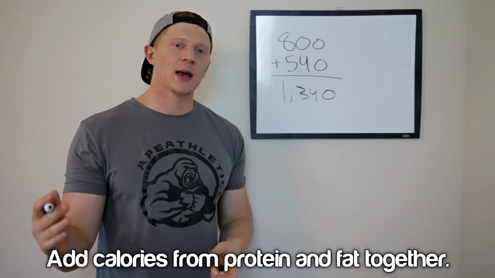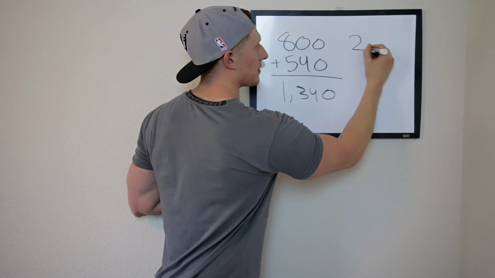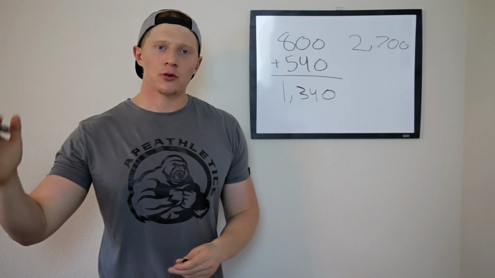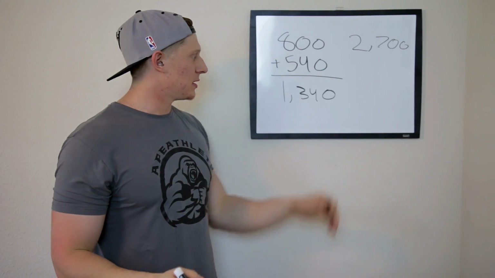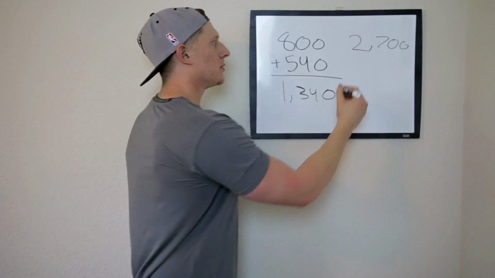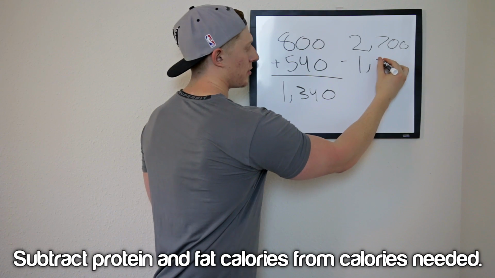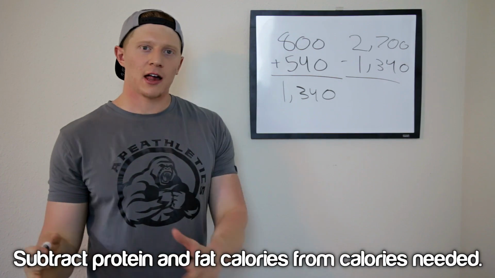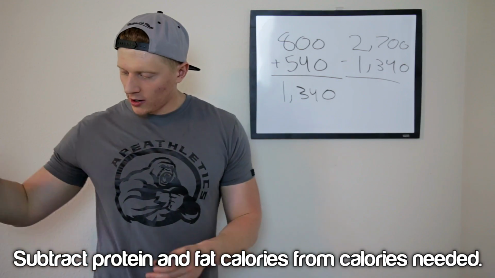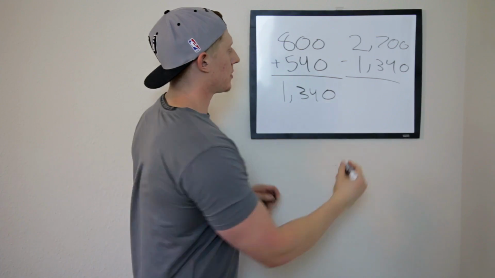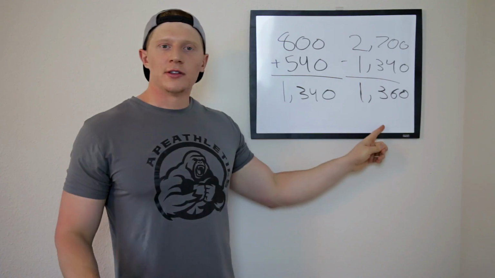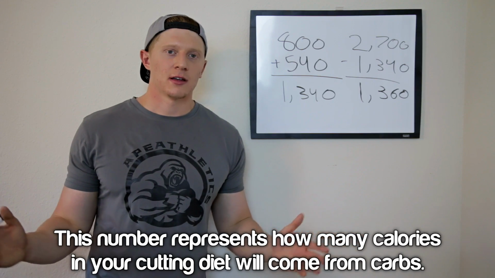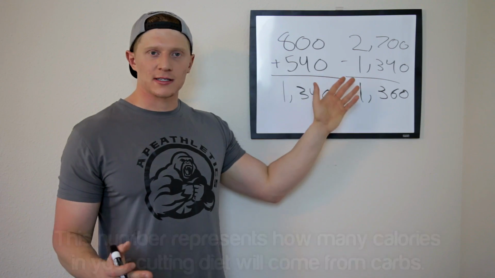Now remember, with this example person I made up, I calculated for this example guy that he needs 2,700 calories to cut. And that number is going to be completely different from you. And now all we're going to do is subtract 1,340 from our total number of calories that we need every single day. And we are going to get 1,360. So this number will represent how many calories a day you need from carbs. It's really that easy. Not hard at all.